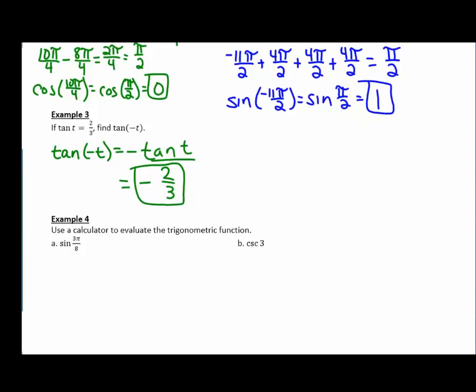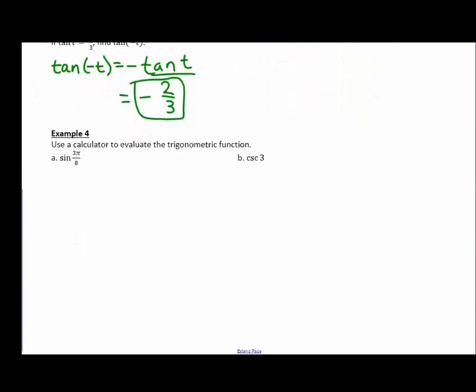And finally, let's take a look at example number 4. We're just using a calculator to evaluate the trig function. The first thing we need to do is make sure our calculator is in radians mode. The default should be radians, but you may have changed it to degrees at some point. So go ahead and make sure that your calculator is in radians mode. And then you can just hit the sine button and type in 3 pi divided by 8.